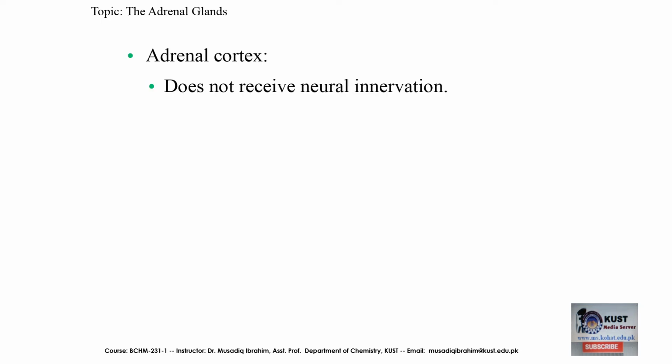So in case of adrenal cortex, it does not receive neural innervation, which means that the nervous system and the neurons are not involved within the structure of the adrenal cortex, while in case of adrenal medulla, the neural innervation is present in its structure. Now the adrenal cortex must be stimulated hormonally by ACTH, which stands for adrenocorticotropic hormone.